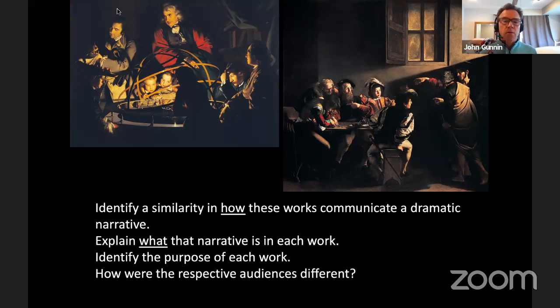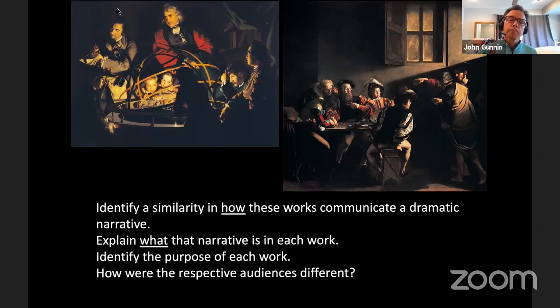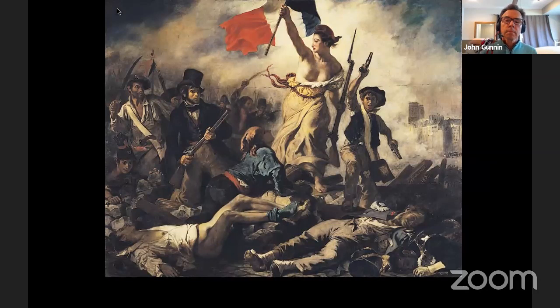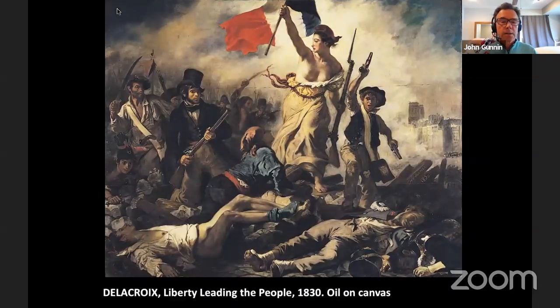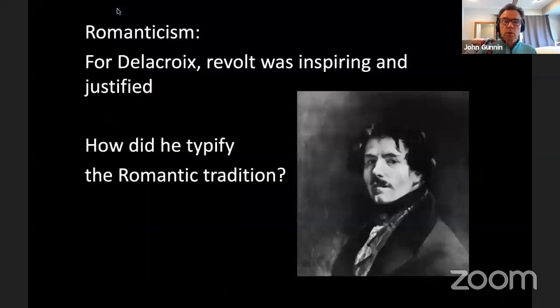Okay, and of course, probably more people would have seen the one on the right, being a church. Identify this work. And hopefully you said Delacroix, Liberty Leading the People. Okay, this is a work of Romanticism.